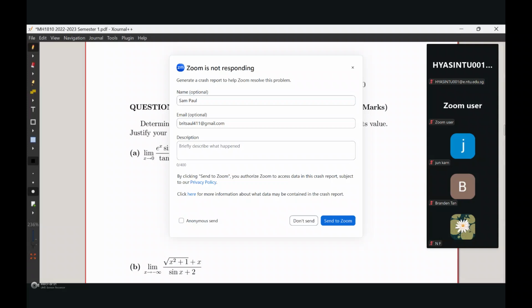So you get e to the x times sine 2x times 1 over tangent 3x. 1 over tangent 3x we can rewrite as cosine 3x over sine 3x. Then we can group up the cosine 3x and the e to the x. These two terms don't cause an issue, but now we have sine 2x times 1 over sine 3x.